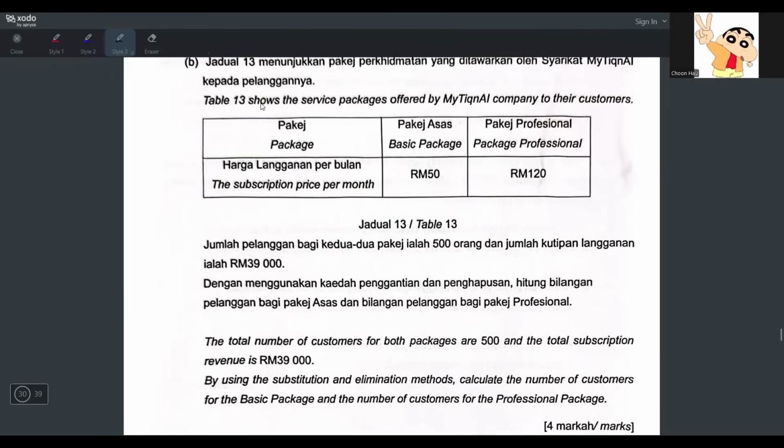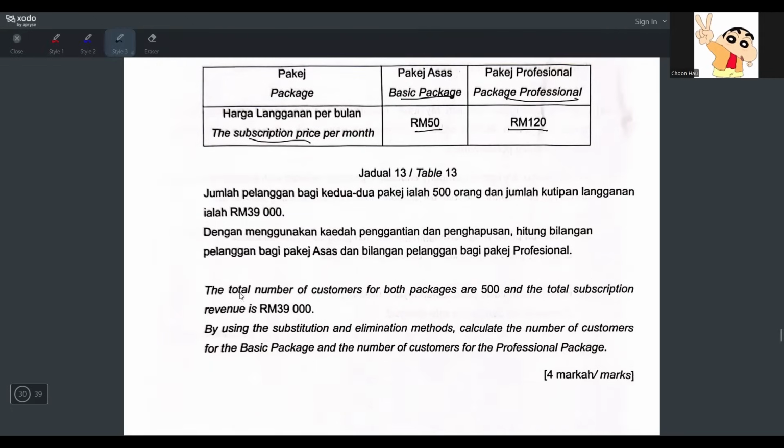I need to read. Table 13 shows the service package offered by my Tick AI company to their customer. The package subscription price per month: basic package is 15 ringgit for 1 month. Professional package 120 ringgit. So far so good. The total number of customer for both package are 500. And then the total subscription revenue is 39,000. By using substitution and elimination method. Okay, I know already which chapter. Substitution and elimination, so this one is definitely simultaneous equation.